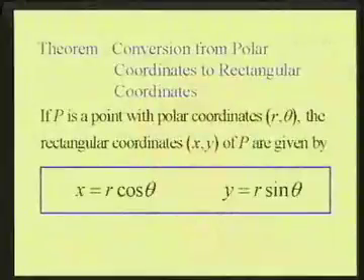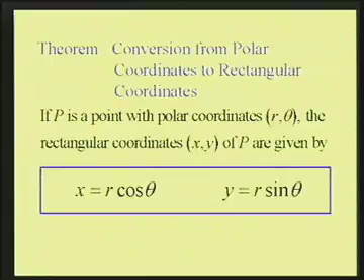Oftentimes we need to be able to convert from polar coordinates to rectangular coordinates and vice versa. The following theorem provides a means for accomplishing this. If P is a point with polar coordinates r, theta, the rectangular coordinates x, y of P are given by x equals r cosine theta and y equals r sine of theta.